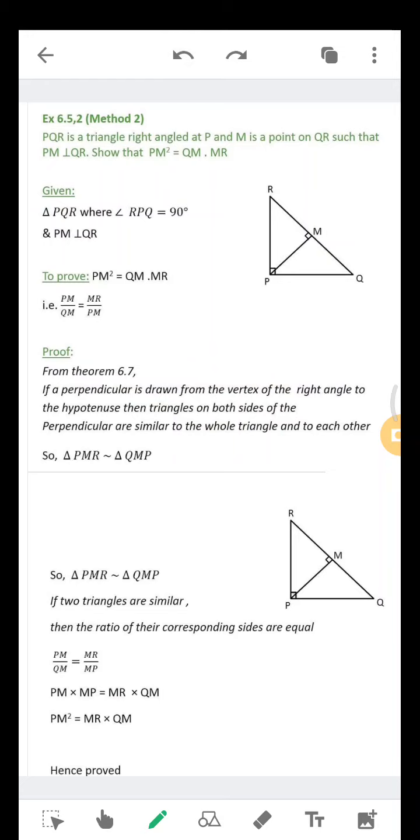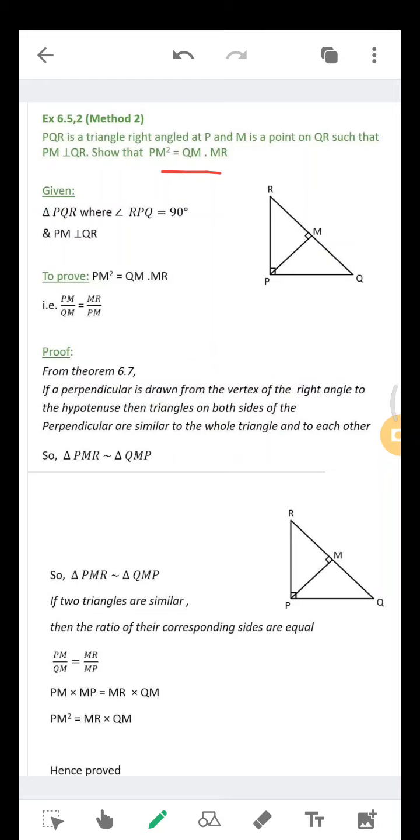It's given that just the name of the triangle is changed here. Okay, PQR is a triangle right angled at P. We can see here the figure. PQR is a triangle right angled at P, and M is a point on QR such that PM is perpendicular to QR. So we get two right angles here. Okay, we have to prove that PM square is equal to QM into MR.